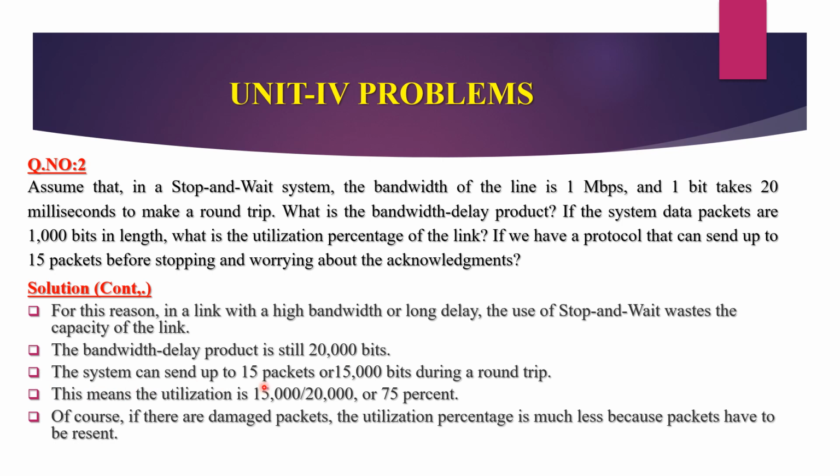The system can send up to 15 packets or 15,000 bits during the round trip. This means that the utilization is now 15,000 divided by 20,000, that is 75%. So with a protocol that can send up to 15 packets, the link utilization is 75%. If there are damaged packets, the utilization percentage is much less because packets have to be resent.